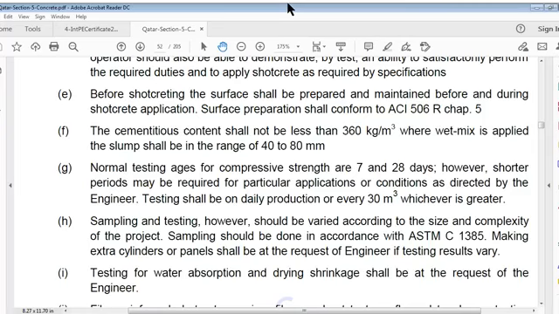Normal testing ages for compressive strength are 7 and 28 days. However, shorter period may be required for particular application or conditions as directed by the engineer. Testing shall be on daily production or every 30 meter cube, whichever is greater.